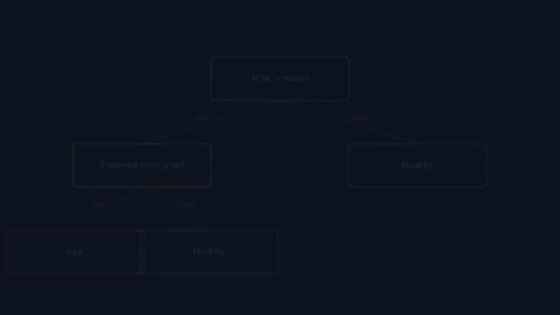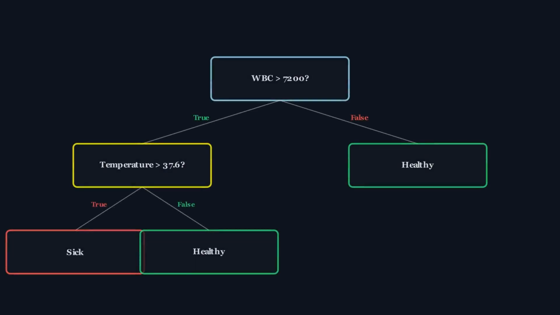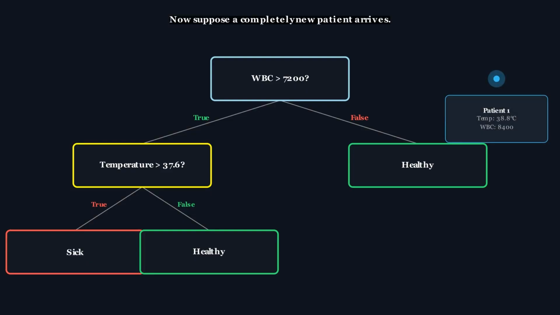Picture a decision tree, a flowchart of questions. Each question splits the world into true or false. This one asks, is the white blood cell count above 7200? If yes, we ask a second question, is the temperature above 37.6 degrees Celsius? And depending on the answer, we predict whether the patient is sick or healthy. Suppose we have a new patient whose temperature is 38.8 degrees Celsius and white blood cell count is 8400.